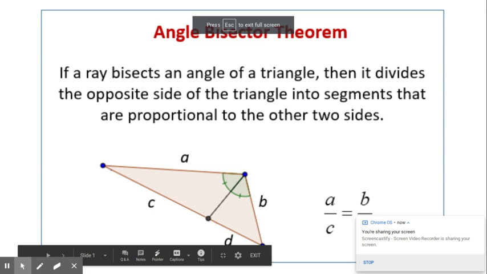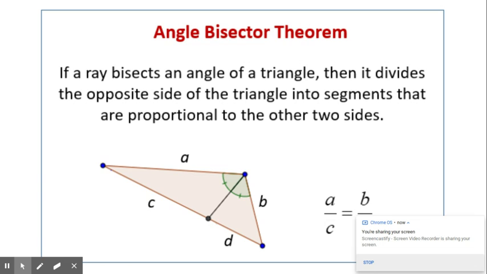One of the concepts we get into with similarity is the angle bisector theorem. What the angle bisector theorem states is if a ray bisects an angle of a triangle, then it divides the opposite side of the triangle into segments that are proportional to the other two sides. And we have an example here with this.